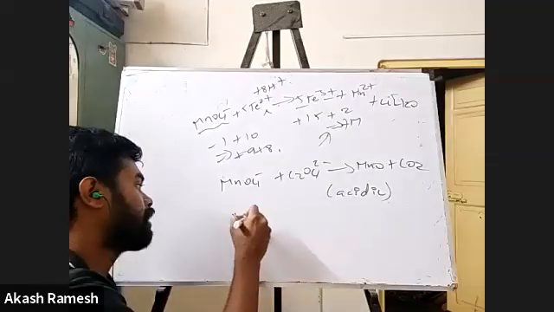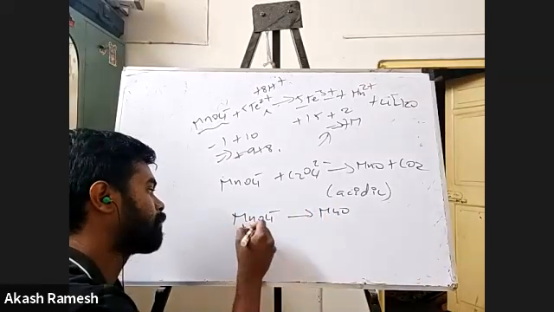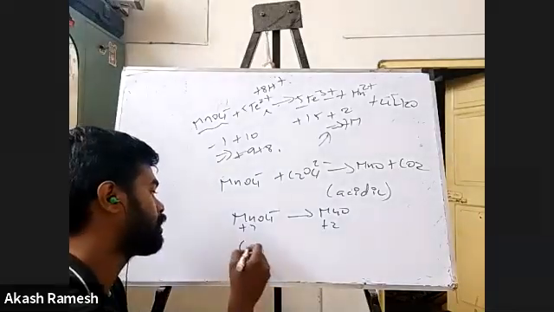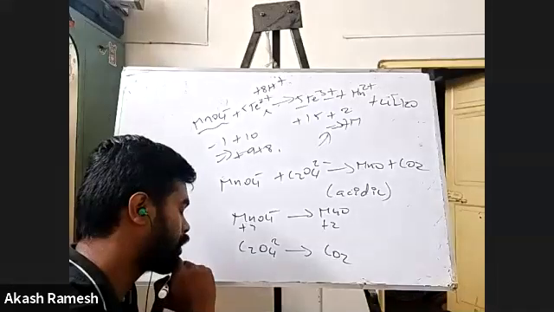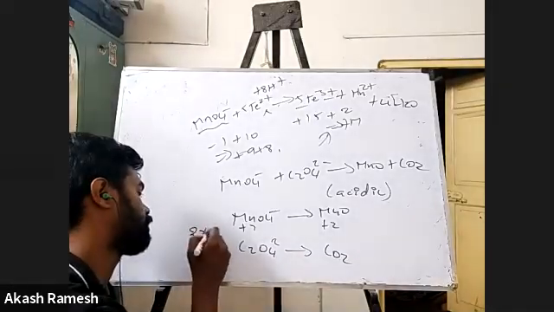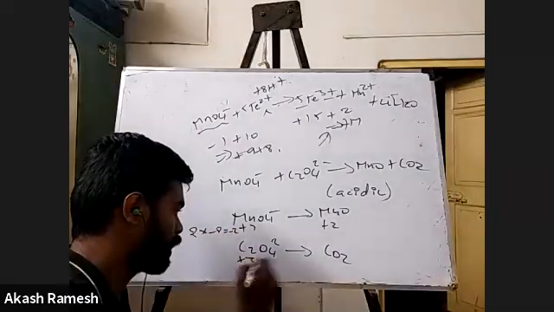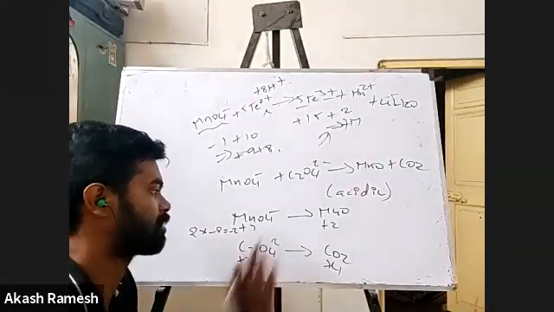So again, we'll go for the half reactions. So you can easily see MnO4 minus became MnO. So here it is +7, here it is +2. You can easily calculate if you want, right? Then you see C2O4 2 minus becoming CO2. C2O4 2 minus, what will be the charge? 2x minus 8 equal to -2, so x is +3. Right, here +3, here it is +4. So obviously this is oxidation, this is reduction.